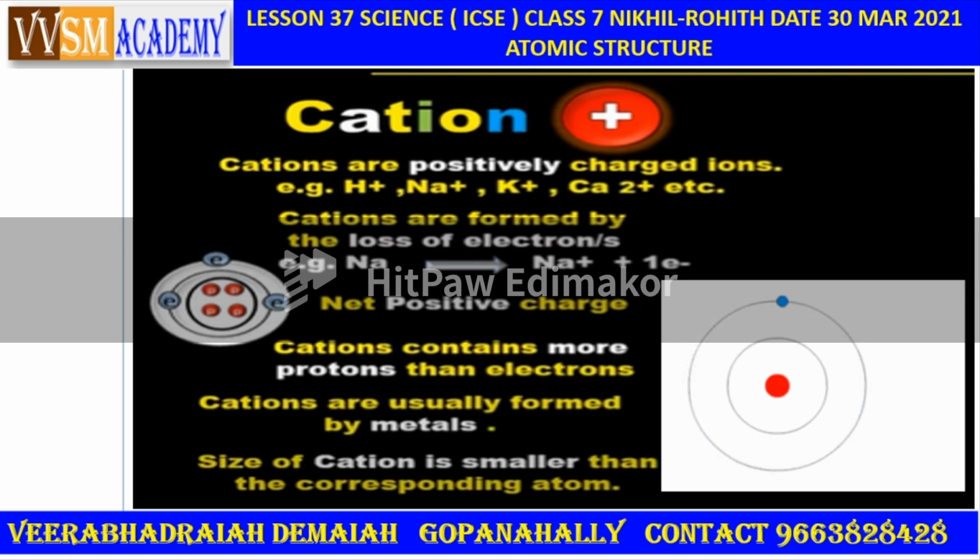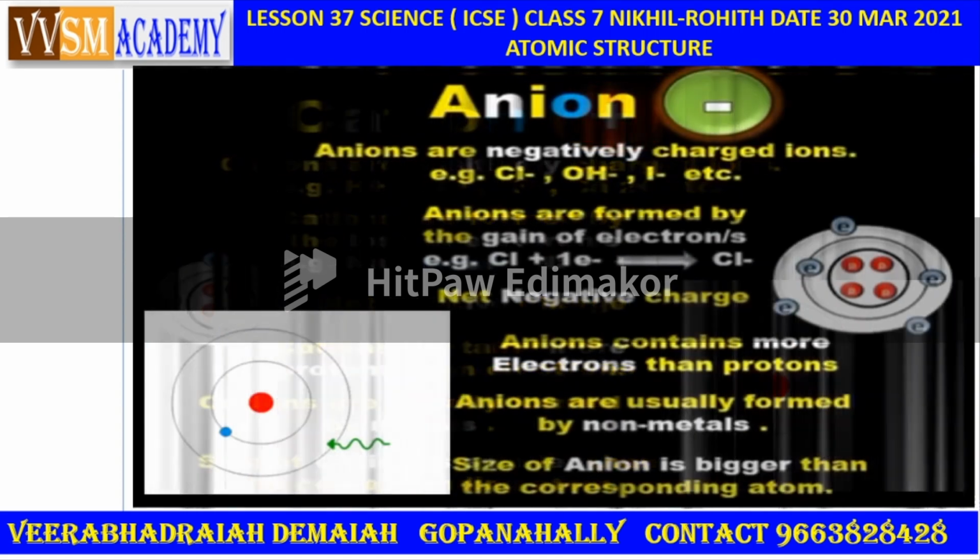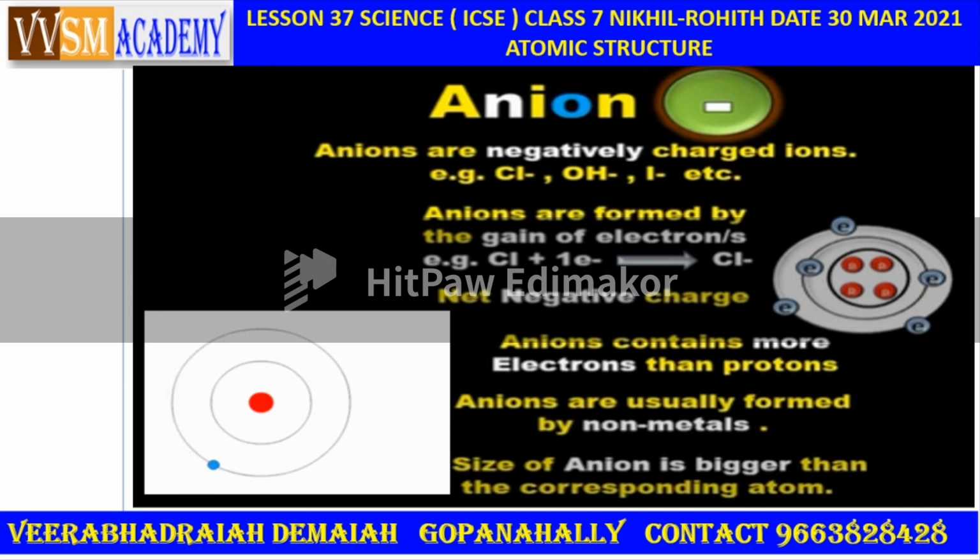Size of the cation is smaller than the corresponding atom because it loses electrons. The size of the atom depends upon the number of electrons and the number of principal orbitals. Therefore, when it loses the valence electron, it reduces by one orbital, and hence its size becomes lesser. Anion. What is an ion?